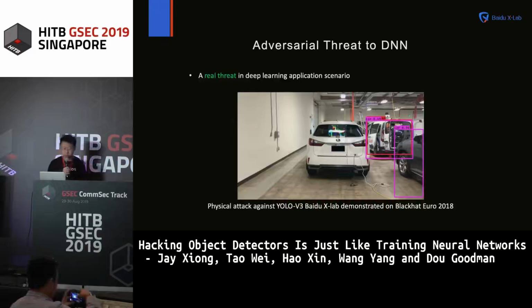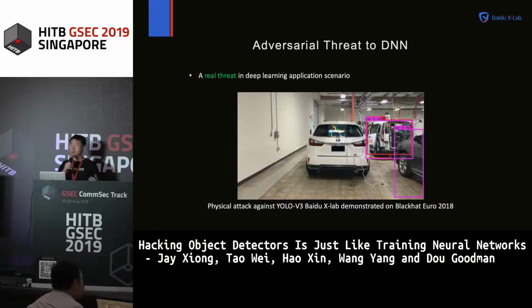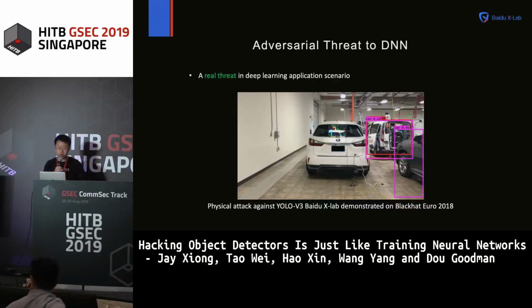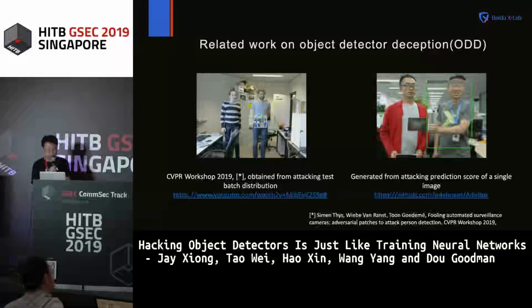At X Lab, we have demonstrated the viability of conducting such an attack in a real-world scenario, and it shows that by showing such an adversarial pattern in front of the perception module of a self-driving car, maybe the sticker can hide the target from the camera. So it's actually a real threat in deep learning systems.